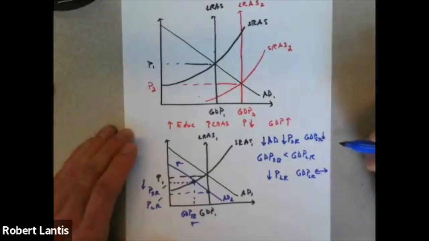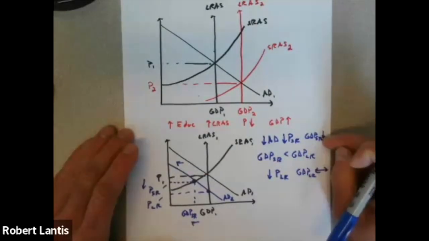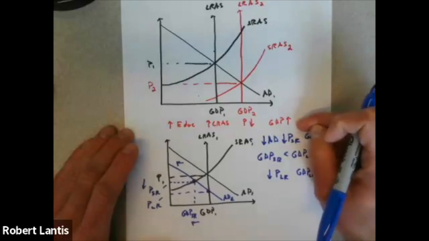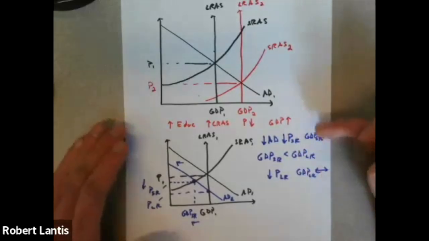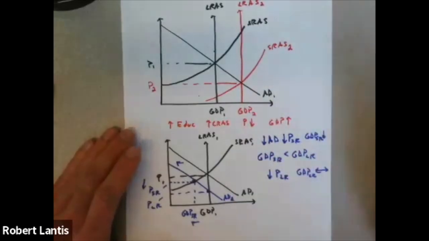But what's going to happen to short run GDP? Well, this is pushing short run GDP down. This is pushing short run GDP up. We don't know. Right? We don't know what direction GDP is going to change. It matters the relative size of these shifts.